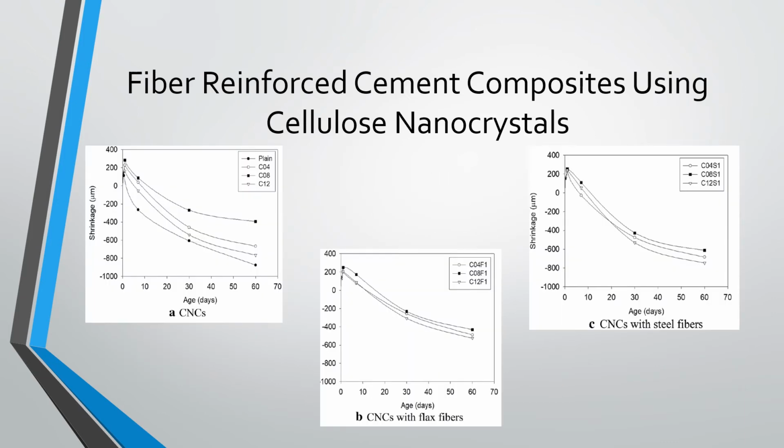In the next graphs we can see that the second one, with flax fibers, works better than the rest, regardless of the amount of CNFs, CNCs we take.